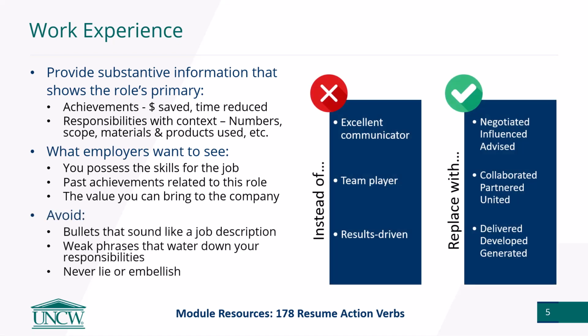So the key thing here is we want strong bullets. So instead of saying things such as, excellent communicator, we might say negotiated, influenced, advised. To be more specific, specificity is important. Instead of saying a team player, we could say I collaborated, partnered, united. You get the point here. So if you struggle to find one to replace something that's simple and you want to make it sound a little stronger, again, go back to the resources, because we really don't want weak phrases that water down your responsibilities or create a negative impression on your resume if you're using the same action verbs over and over again.